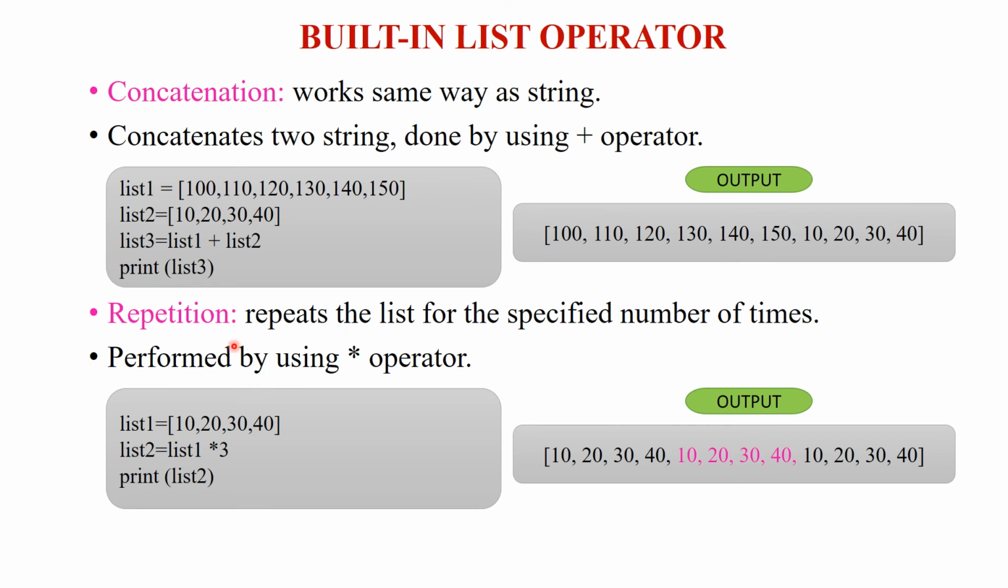The next one is the repetition operator. Here it repeats the list for the specified number of times. It can be performed by the asterisk operator. So I have list 1. In list 1, how many times am I going to repeat? I am going to repeat it 3 times. See, 10, 20, 30, 40 one time, then this is the second time, and this is the third time. So 3 times it will be repeated.